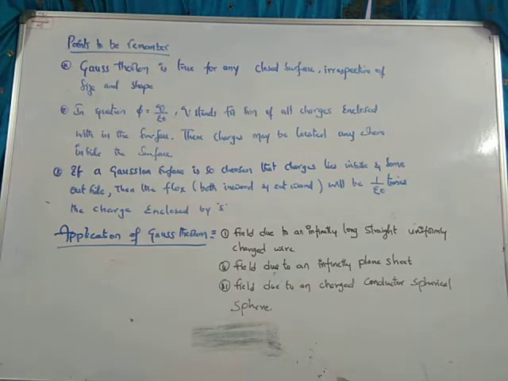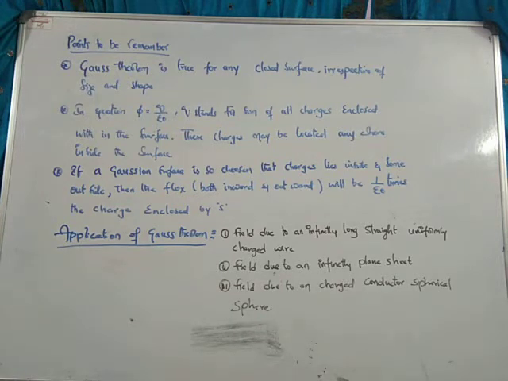So we have already proved the Gauss theorem. Here we have some points to be reminded. Gauss theorem is true for any closed surface irrespective of size and shape. Whatever the shape and whatever the size, Gauss theorem is true for any closed surface. Closed surface means we need a complete enclosure.